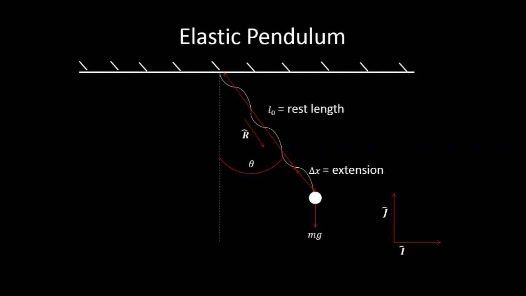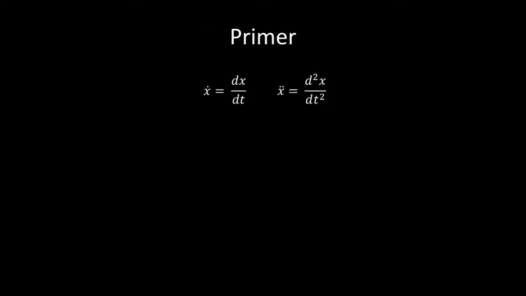This is a diagram of the system, where L0 is the rest length of the spring if it wasn't swinging, and x is the amount that the spring is extended by, with theta being the angle from the equilibrium position of the pendulum. Before we can explain further, we need to go into some of the background maths.